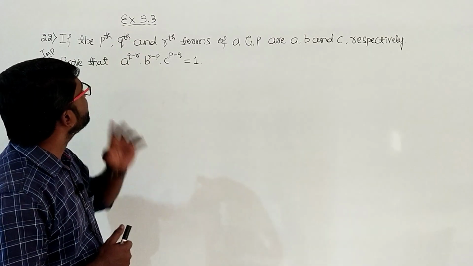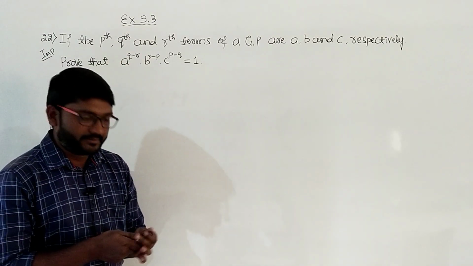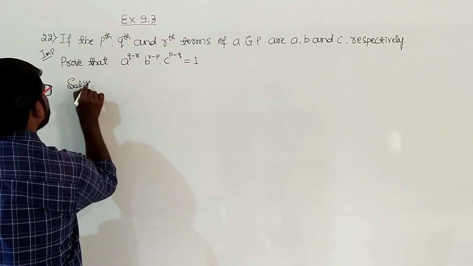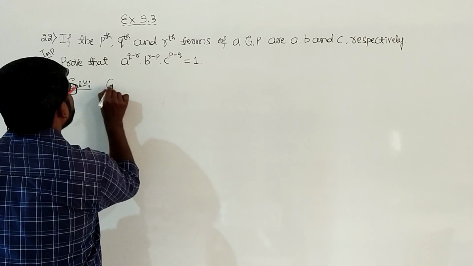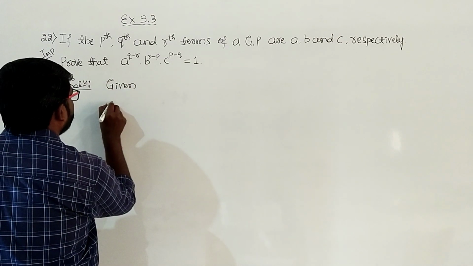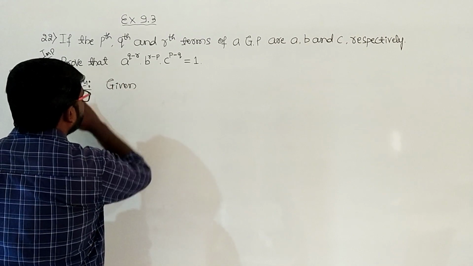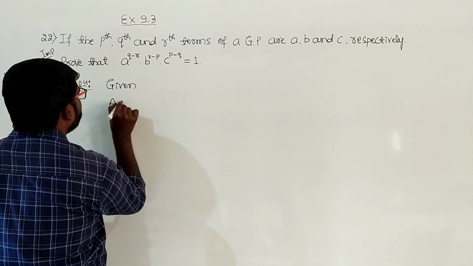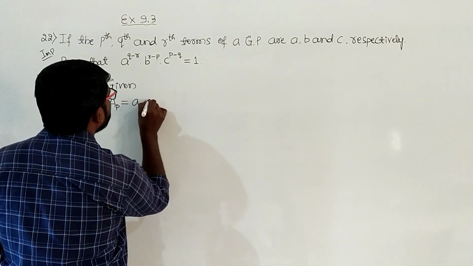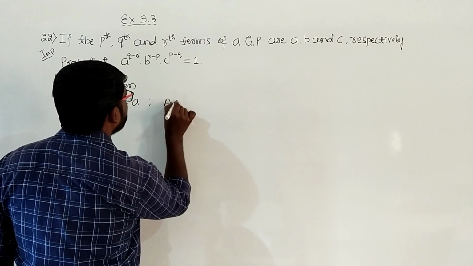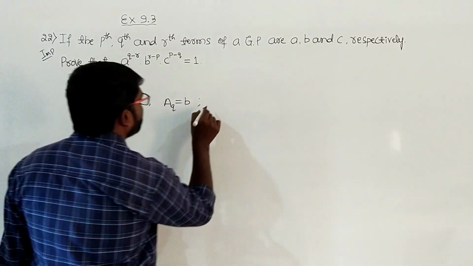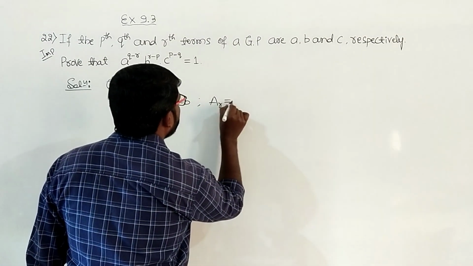He is talking about the pth term, qth term and rth term. So, I will read the given information. Given: the pth term, that is AP, is equal to a; the qth term, that is AQ, is equal to small b; and the rth term, that is AR, is equal to c.